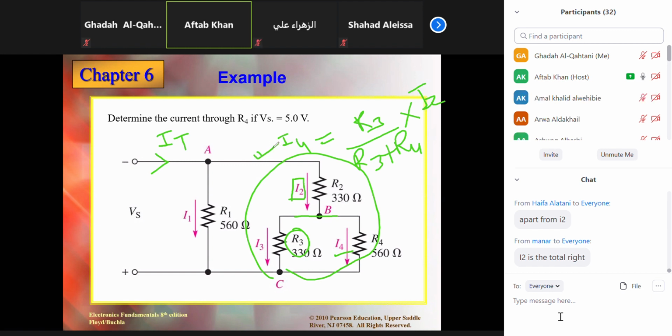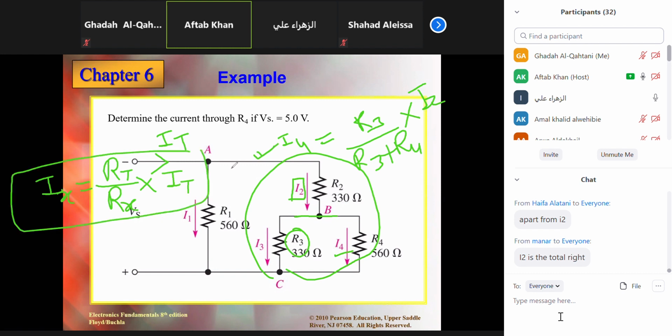And if you go for the general, Ix, any current in any branch, is equal to RT over Rx multiplied by I total. So this general rule, you may have many resistances connected in parallel. So you have to find their total. And you know how to get the total of resistances when they are connected in parallel. So get it this way and then apply this one. So you can calculate the current in any resistance. This is the way.